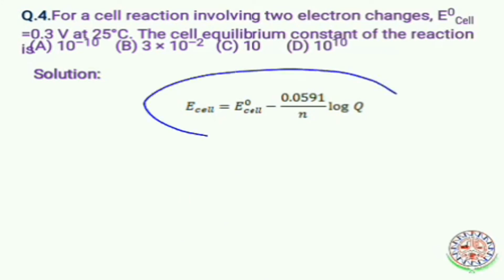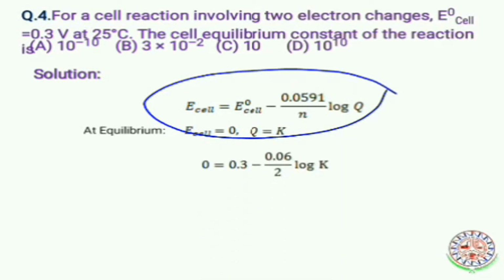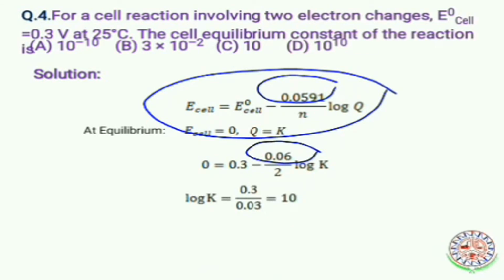You can write the Nernst equation. Since it is at equilibrium, E cell becomes 0 and the reaction quotient becomes K, the equilibrium constant. So substitute that. 0.3 volt is the E naught of cell. For approximation, I have taken 0.0591 as 0.06. n is 2. We want log K, so log K becomes 0.3 by 0.03, which is 10. So K becomes 10 raised to 10. Simple question, right? So you can easily score marks here.